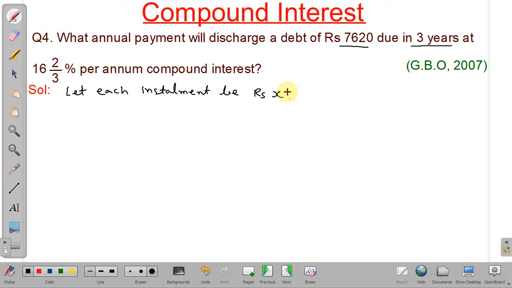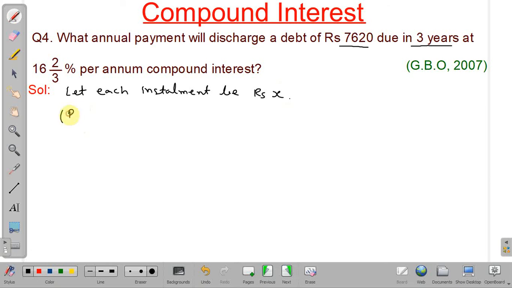The amount which will be paid after 1 year, we need to calculate the present worth of that amount. Similarly, after the second year, whatever amount will be paid, for that also present worth needs to be calculated, and the same for the third year. Each shall be added and that must be equal to 7620. Therefore we will solve like that.